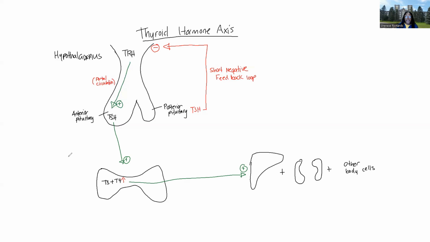Okay. Now the long negative feedback loop is going to be when T4 levels also go back up to the hypothalamus and negatively impact TRH as well. Okay, so this is for T4. This is called a long negative feedback loop.